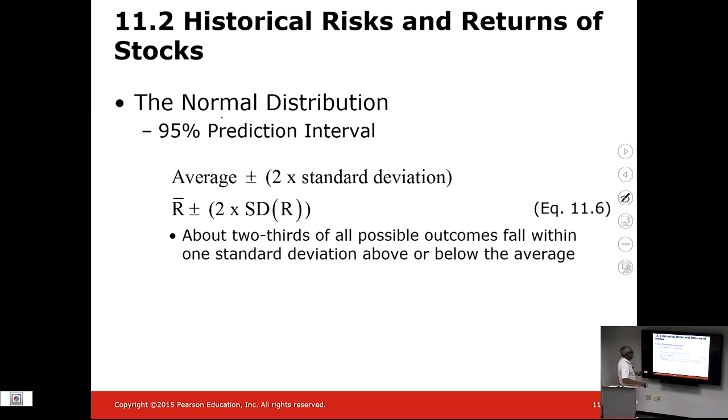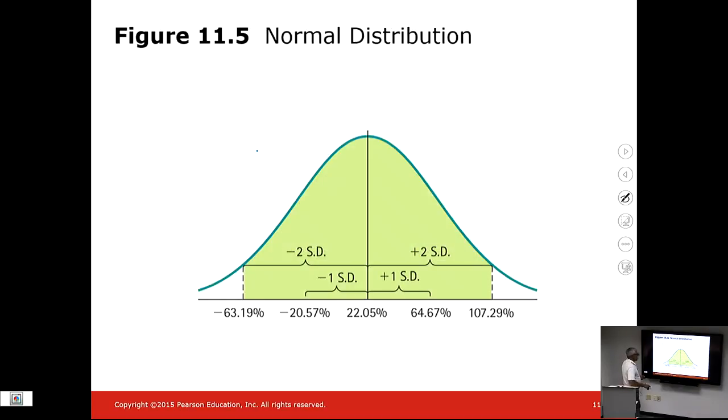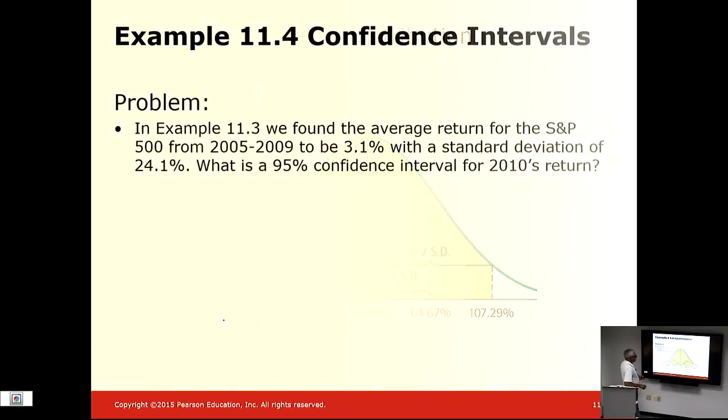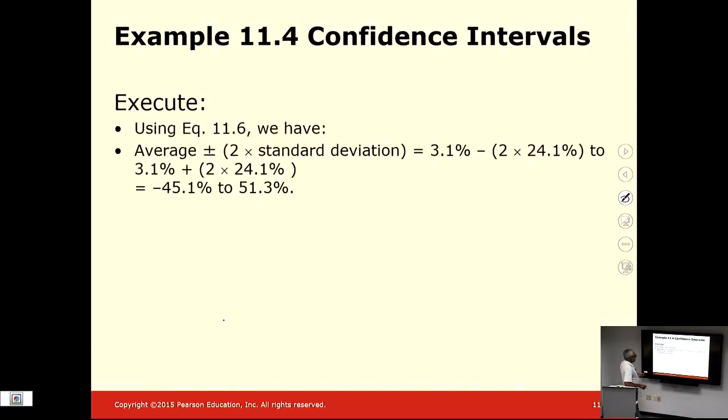Just a recap of the normal distribution. Average plus or minus 2 times standard deviation gives me the 95% prediction interval. So 2/3 of the observations will be between 1 standard deviation up and down, 95% between 2 standard deviations up and down. So it's just recapping that and recapping what we just did in terms of figuring out the range of possibilities.